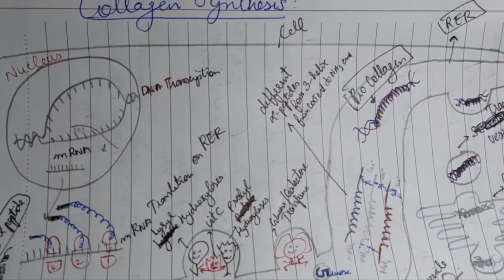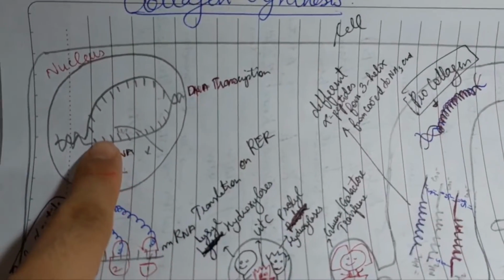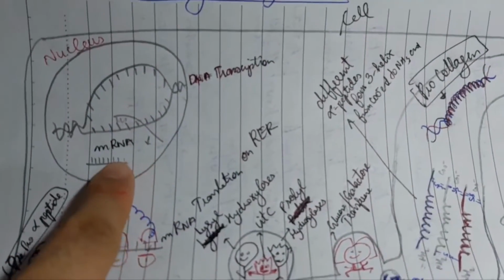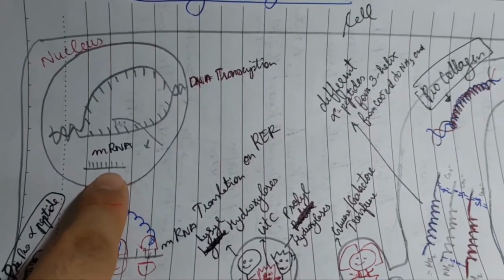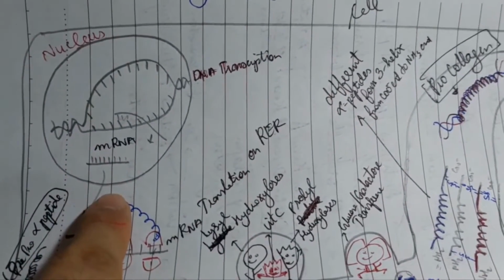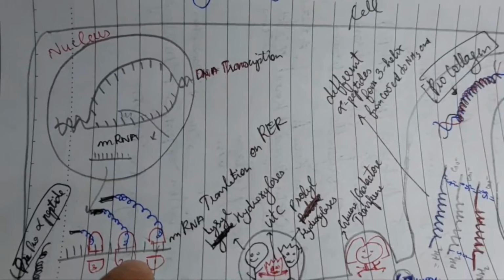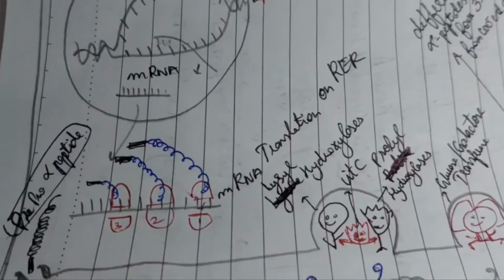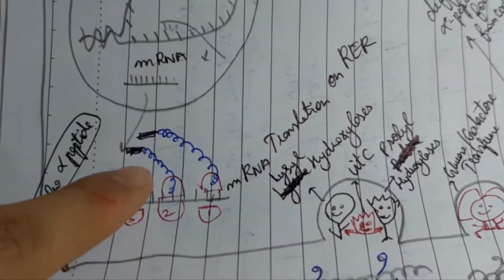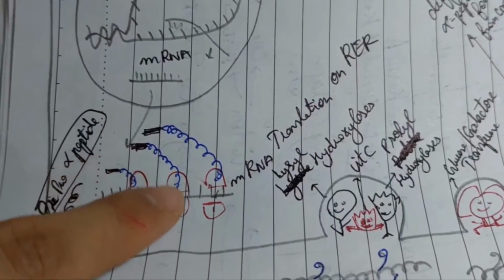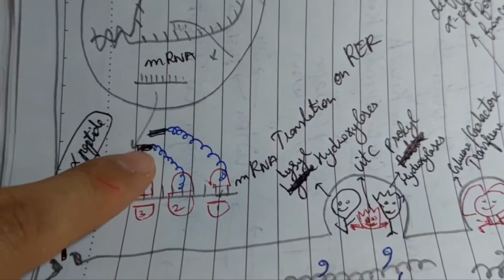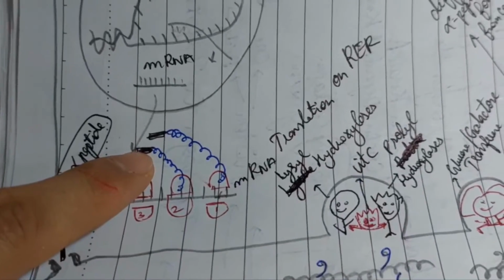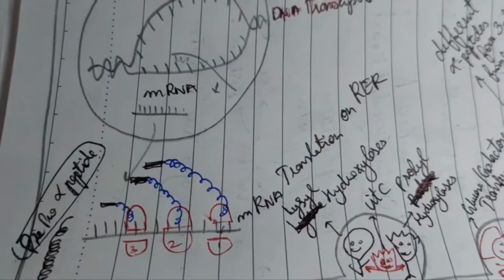So now we know that if this is the fibroblast, within the fibroblast the nucleus will contain the DNA, and when the DNA transcription occurs, we get mRNA. And then when this mRNA comes to the cytoplasm, it is going to bind with free ribosomes, which are going to translate this mRNA. So as we are translating the mRNA, we get a peptide chain, and that peptide chain at the end will have a signal sequence.